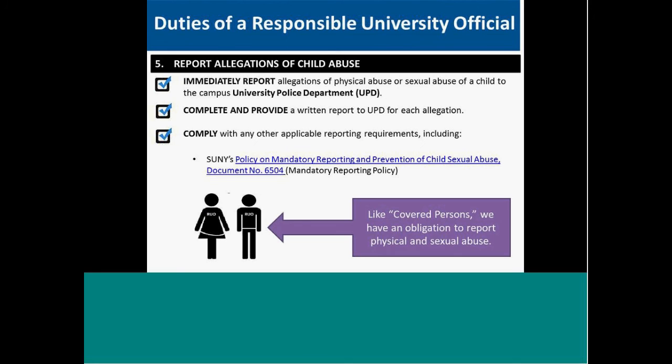The fifth duty of the responsible university official is to immediately report allegations of physical abuse and sexual abuse of a child to the campus university police department. They must complete and provide a written report to UPD for each allegation. They must comply with any other applicable reporting requirements, including SUNY's policy on mandatory reporting of child sexual abuse. And in addition, if the responsible university official is also a mandated reporter under New York Social Services law, they would comply with that law as well.